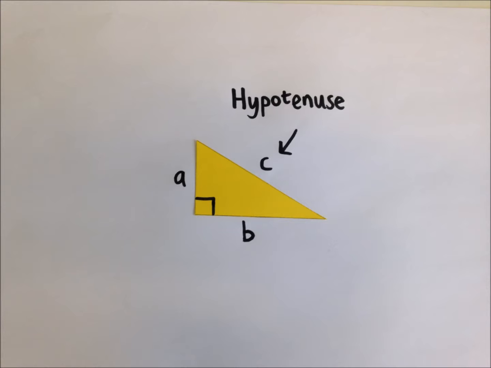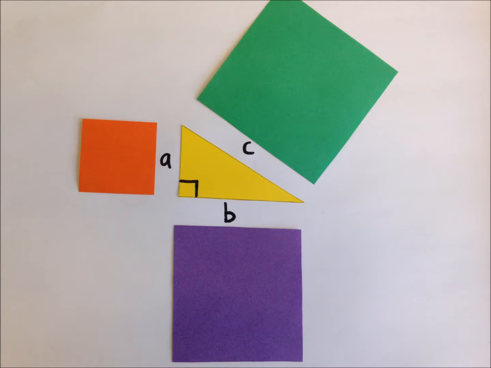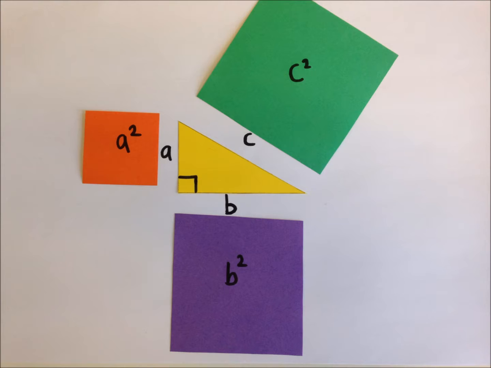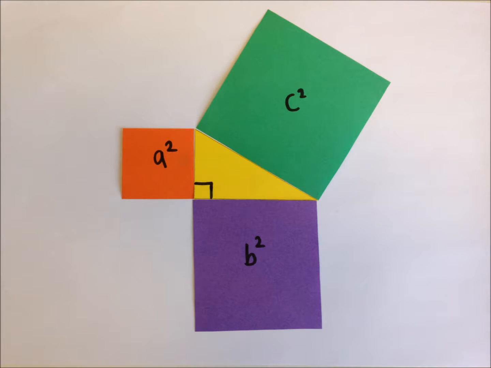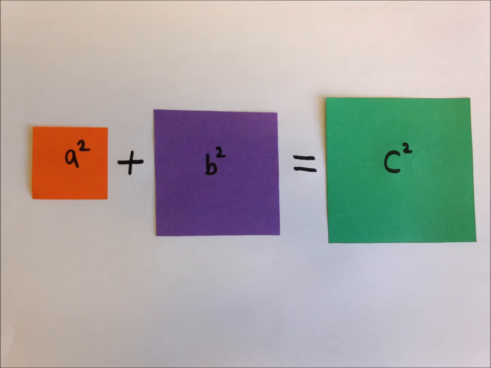Here is a right-angled triangle with sides length A, B and C, the longest side C being the hypotenuse. If squares are made on each of the three sides, they will have corresponding areas A squared, B squared and C squared. The biggest square, the green one, has the exact same area as the two smaller squares put together. This is Pythagoras' theorem: A squared plus B squared equals C squared.